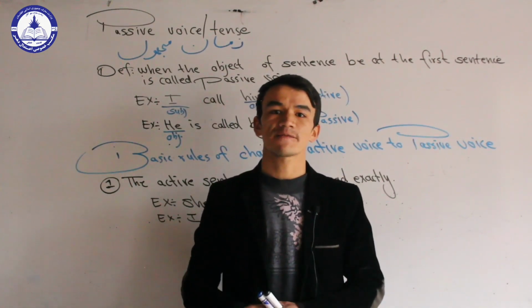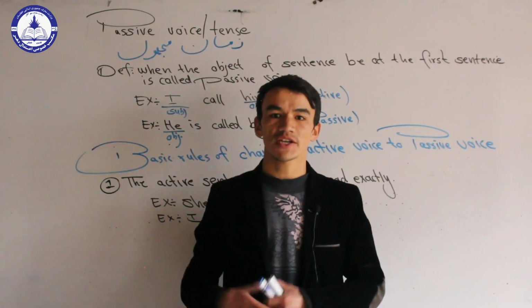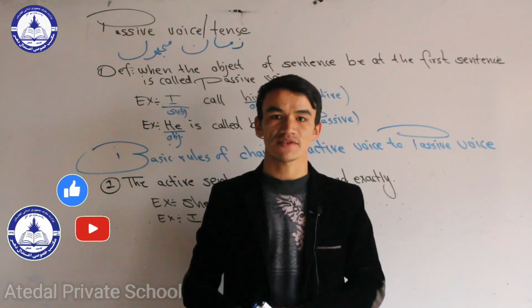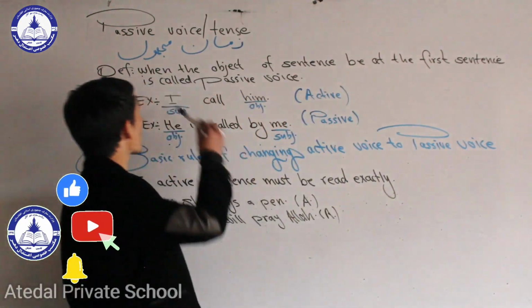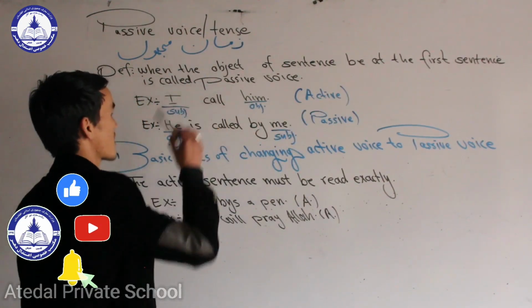In this video, I am going to explain for you the passive voice for tense. What is passive voice for tense? When the object of a sentence is at the first of the sentence, it is called passive voice. Let's know. See, when the object of a sentence is at the first of the sentence, it is called passive voice.